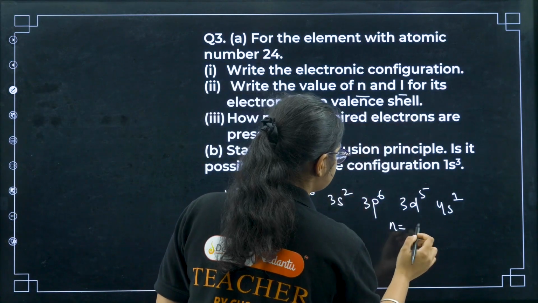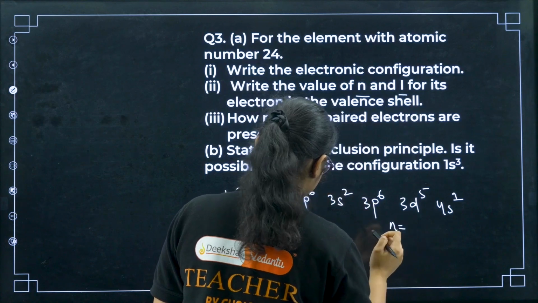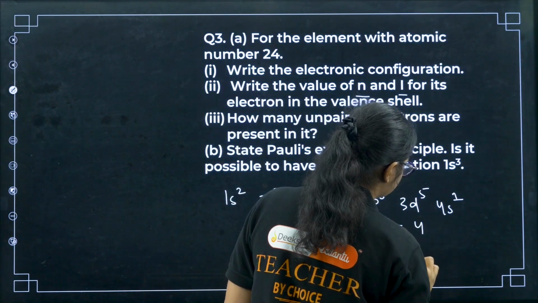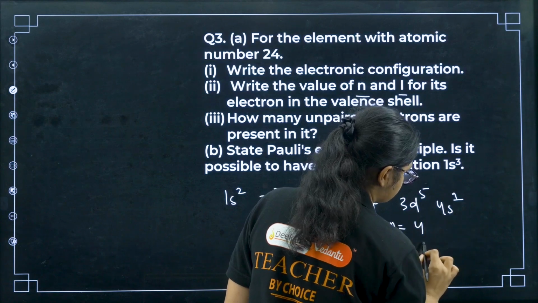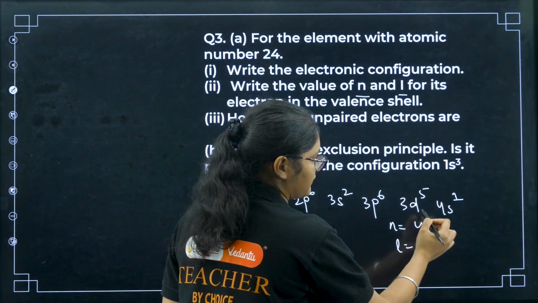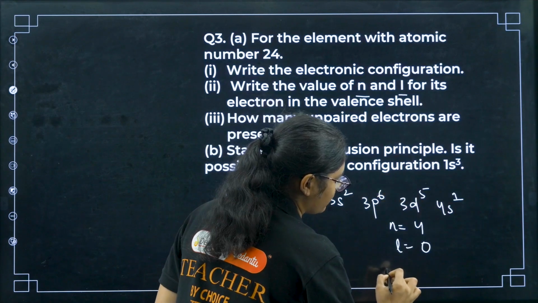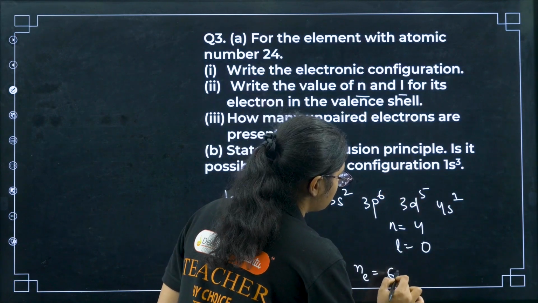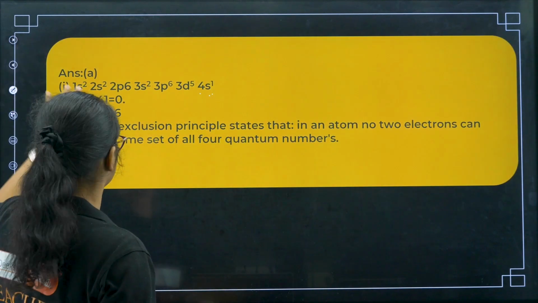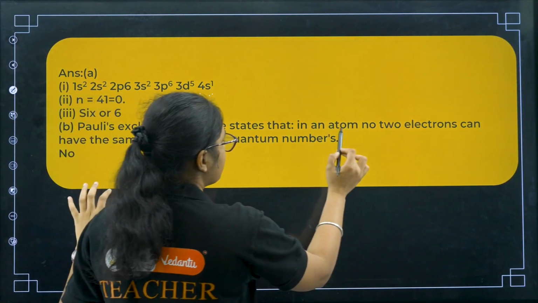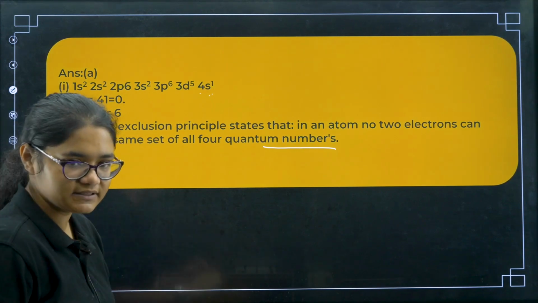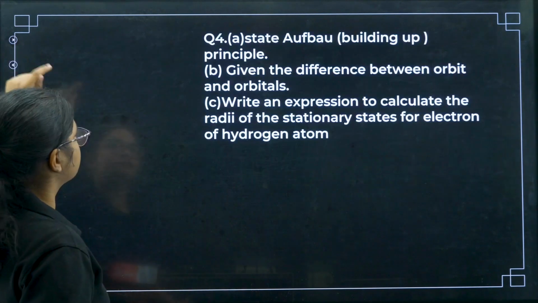So what is the value of n and l? That is your last valence shell, right? So n value is 4, it is the s orbital, so l value is 0. How many unpaired electrons are there? Here we have 5 unpaired electrons, here we have 1 unpaired electron, so number of unpaired electrons is 6. Clear? Next, Pauli's principle you can state. Pauli's principle states that in an atom no 2 electrons can have all the 4 sets of quantum numbers same. Okay, let's move to the next question.